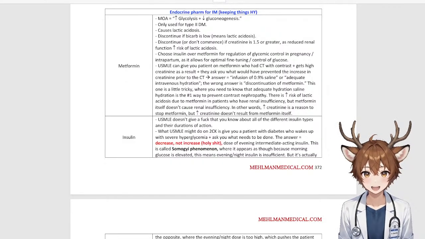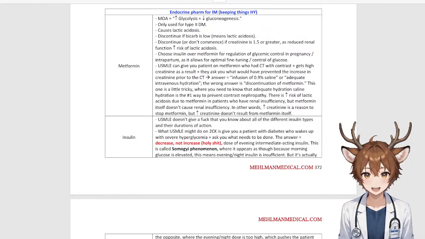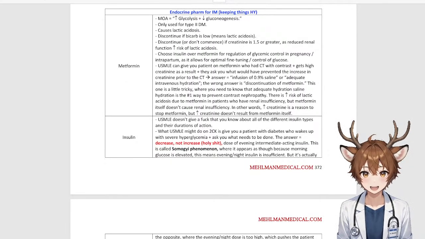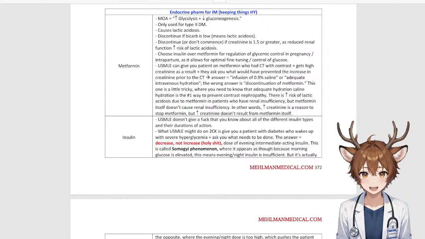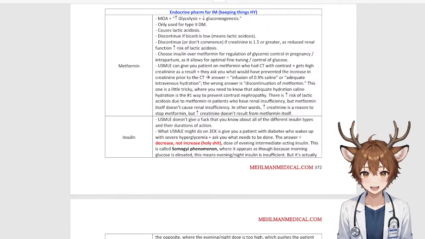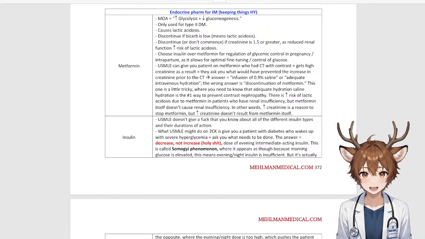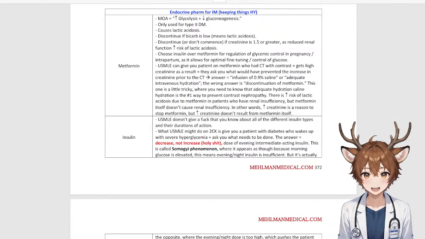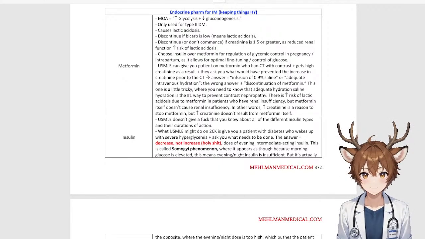Metformin, mechanism of action: elevated glycolysis plus a decline in gluconeogenesis. Only used for type 2 diabetes mellitus. Causes lactic acidosis. Discontinue if bicarb is low, which means a lactic acidosis. Discontinue or don't commence if creatinine is 1.5 or greater, as reduced renal function causes an increase in risk of lactic acidosis. Choose insulin over metformin for glycemic control in pregnancy and intrapartum, as it allows for optimal fine-tuning and control of glucose.